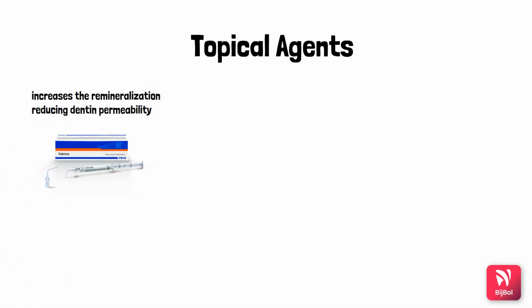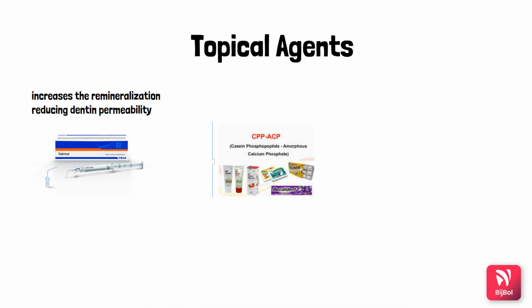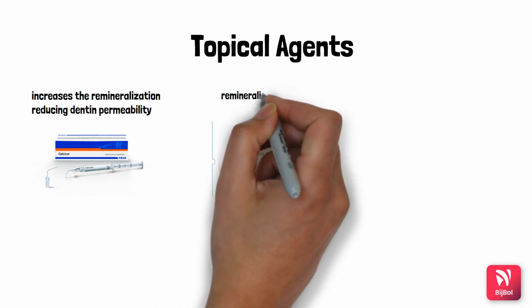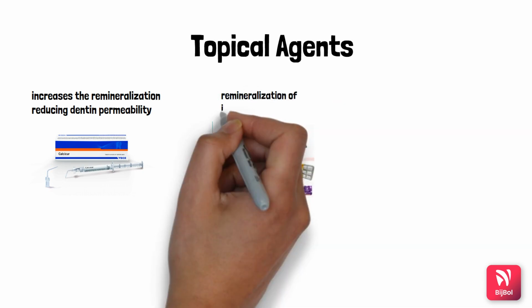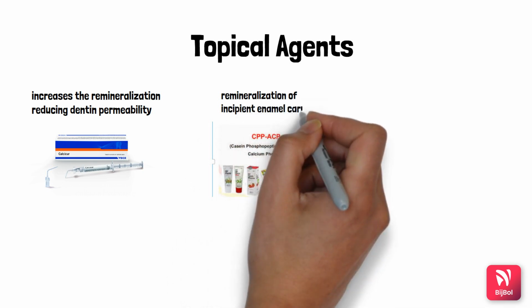Another method can be the use of calcium phosphate paste, that is, the application of ACP or CPP paste, that is GC Tooth Mousse, which will help in increasing the remineralization of incipient enamel caries.